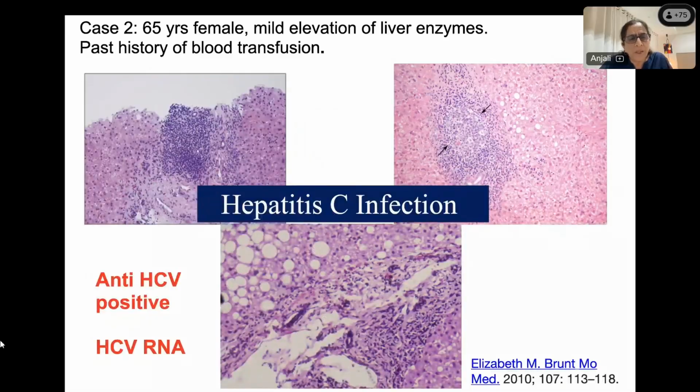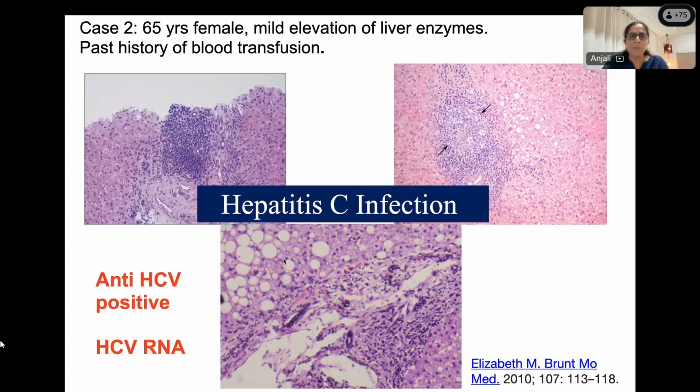Now coming to hepatitis C infection, which is also a form of chronic hepatitis. Hepatitis B and hepatitis C are the first two examples of chronic hepatitis. In hepatitis C, the common feature is portal inflammation. You may find lymphoid aggregates in patients with hepatitis C, and in some patients, especially genotype 3, you may find some amount of steatosis. So this is an example of hepatitis C.